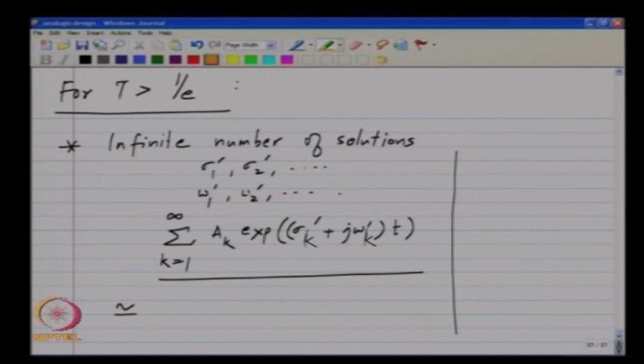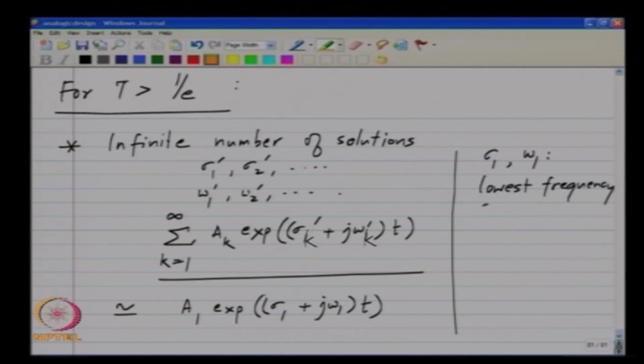If you want to write down the solution, you approximate this by a1 exponential sigma 1 plus j omega 1 times t, okay, where sigma 1 and omega 1 are the lowest frequency solutions. That is the ones that are closest to the origin. Okay. So, this is what happens, you get an infinite number of possibilities for sigma and omega, but you take the lowest frequency ones and you will get a reasonable approximation to the final solution.